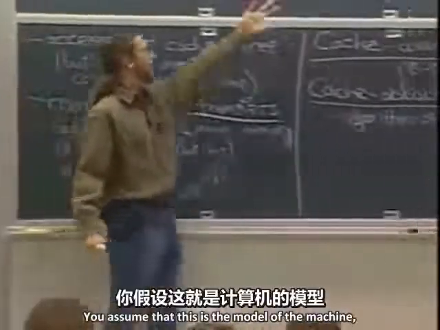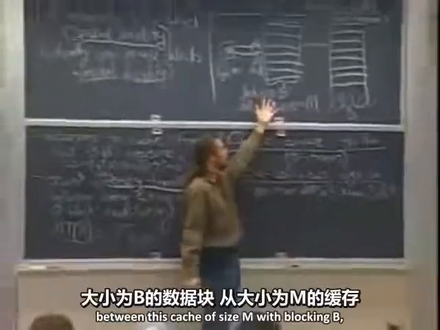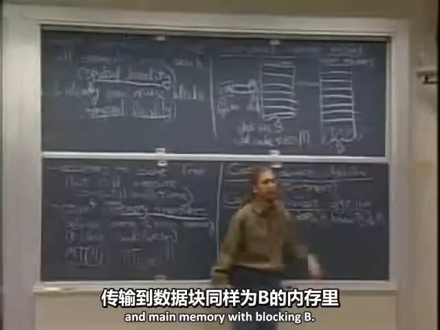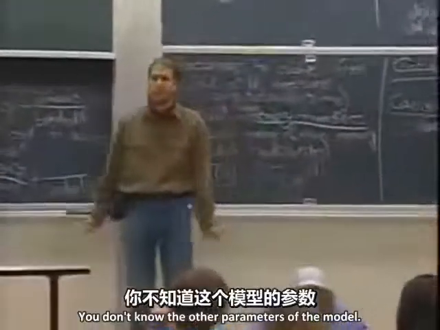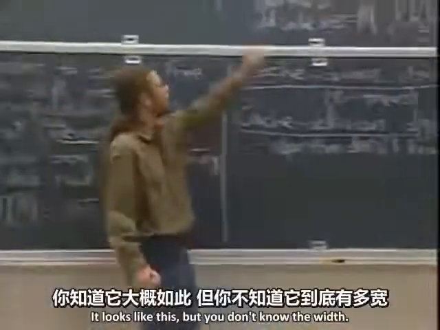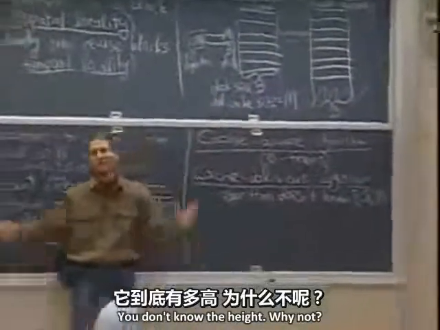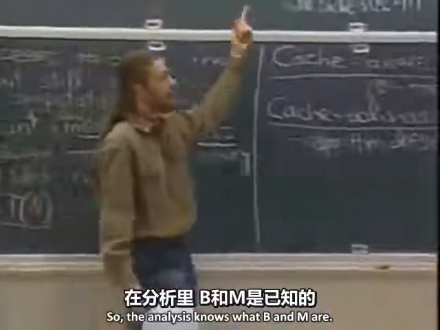You assume that this is the model of the machine, and you care about the number of memory transfers between this cache of size M with blocking B and main memory with blocking B. But you don't actually know what the model is. You don't know the parameters of the model. It looks like this, but you don't know the width, you don't know the height. Why not? So the analysis knows what B and M are.